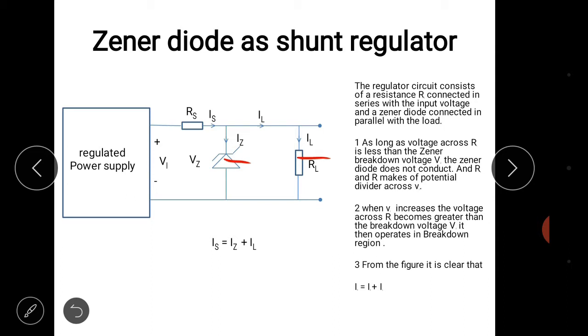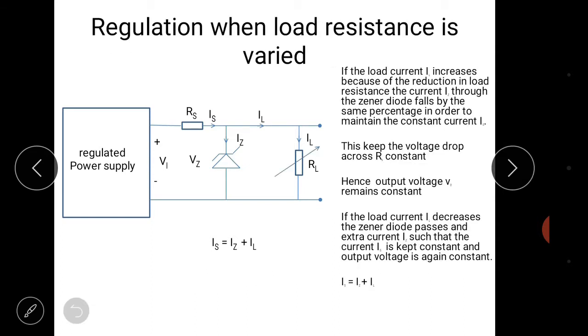But when Vi increases, the voltage across RL becomes greater than the breakdown voltage Vz. In this case, the Zener diode goes into the breakdown region, and from the figure it is clear that Is is equal to Iz plus IL. Now we will study how the Zener diode regulates the voltage across the load.